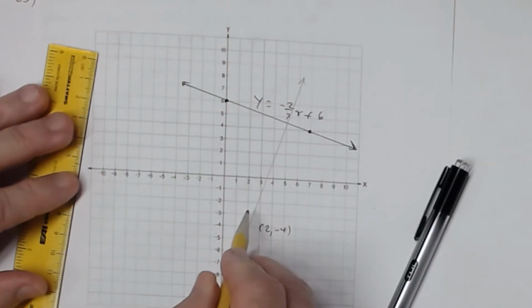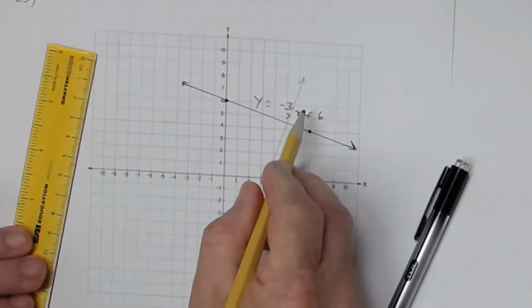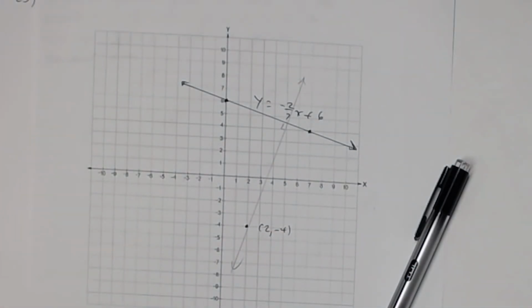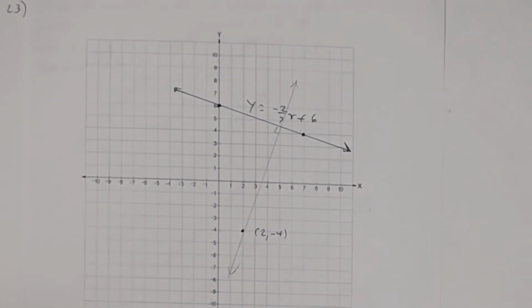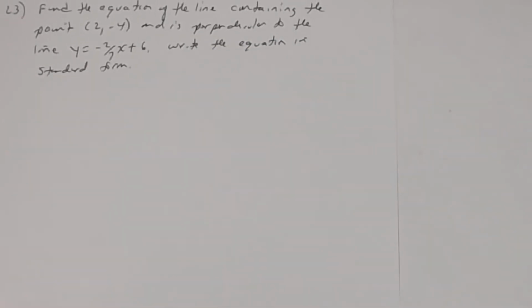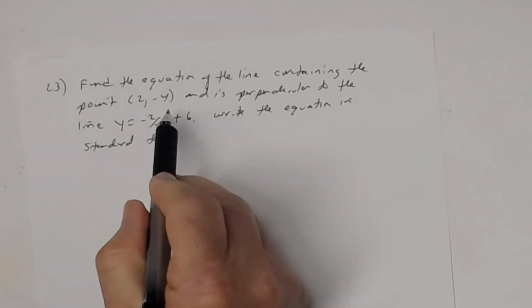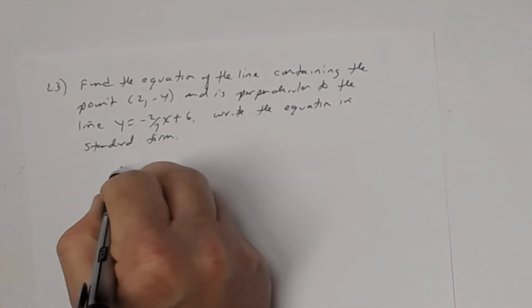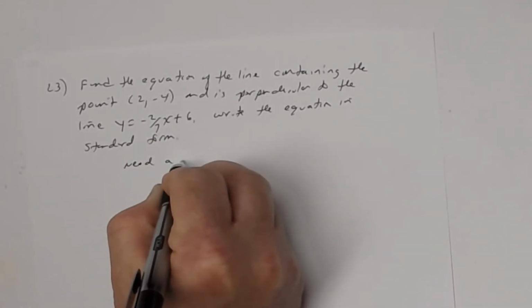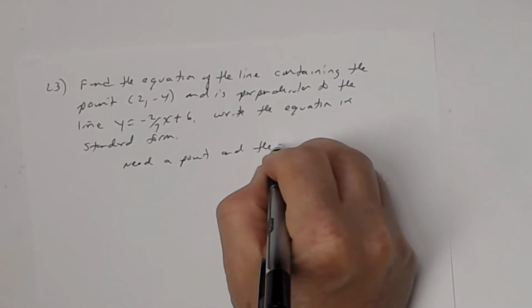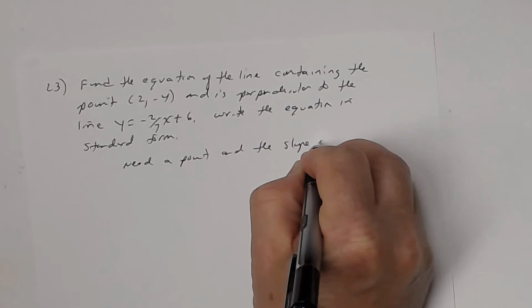So you want to find the equation of this line, and these two lines are supposed to be perpendicular. Okay? So that's what you're interested in finding. What is the equation of that line that I just drew? That's what you have to find, and that's what we're going to do now. To find the equation of a line, remember, you need a point on that line, and you need the slope of that line.